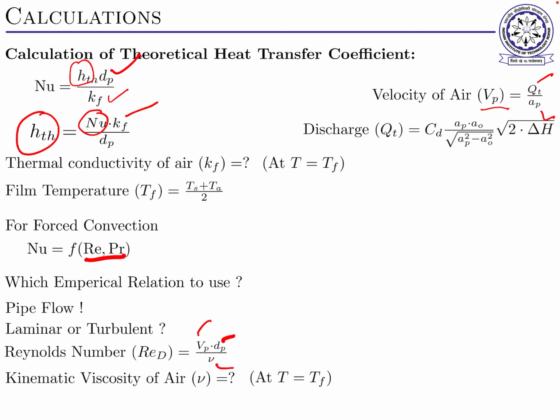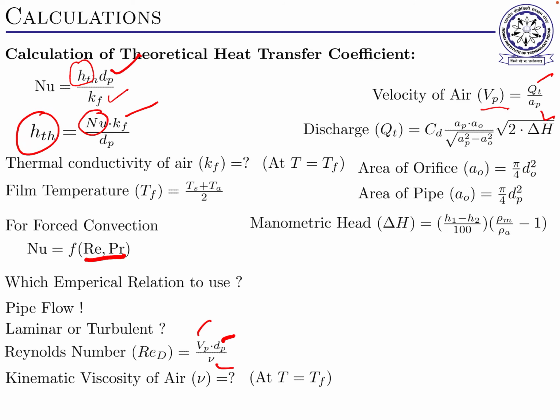I will not go into detail of this, but you calculate the area, put it in this formula, and you will get it. The manometric head will be calculated in this way: you simply put in this equation, with h1 and h2 in centimeters, and you will get the delta h value. Then you get the discharge, and dividing that we will get the velocity, so you can get the Reynolds number.